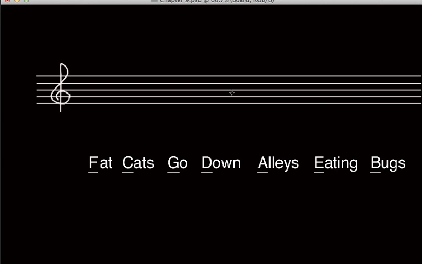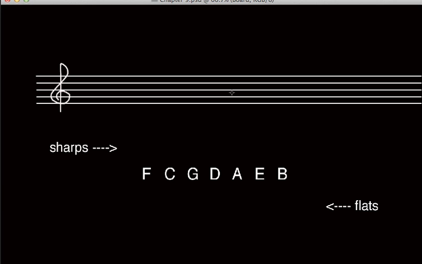The order of the flats is backwards. So if you just know it's B, E, A, D, G, C, F, that is going to be the order of the flats. The order of the sharps would be "fat cats go down alleys eating bugs," and then if you know that, just remember it backwards: B, E, A, D, G, C, F. That is going to give you the order of the flats. So once again, sharps go in the order of F, C, G, D, A, E, B, and flats is B, E, A, D, G, C, and F.